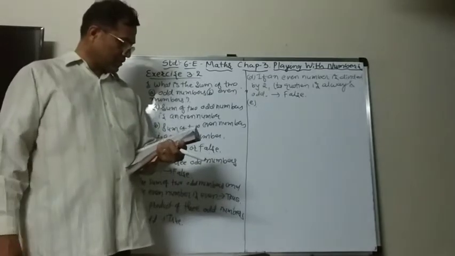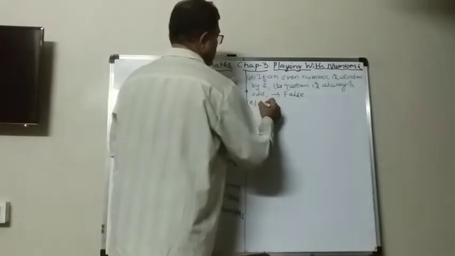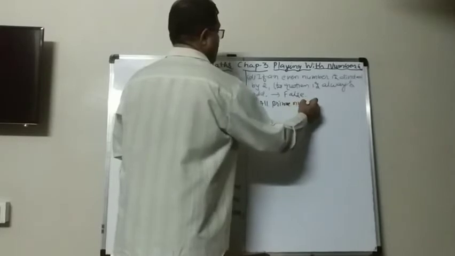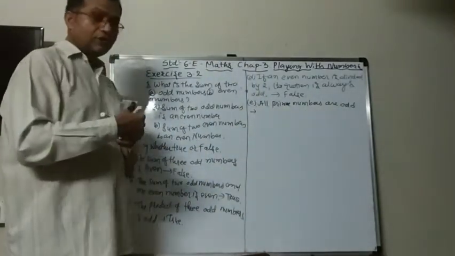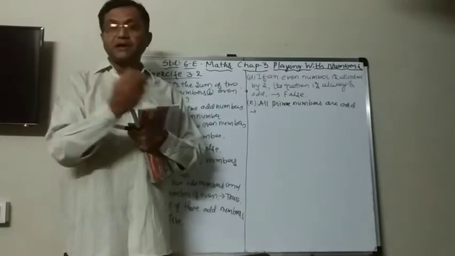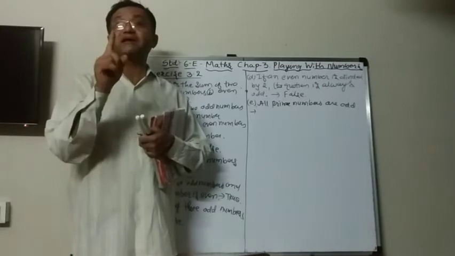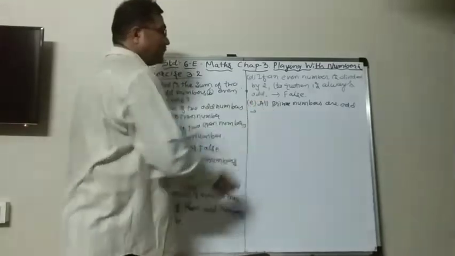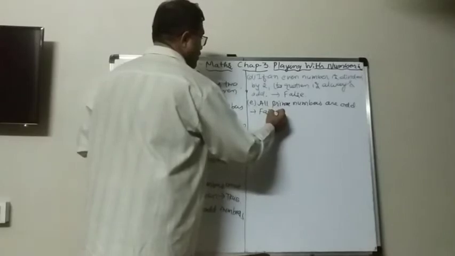E. All prime numbers are odd. We learned in the beginning, when we learned about the prime numbers, that 2 is the smallest prime number and that is even. Means one of the prime numbers is even. So we cannot say that all prime numbers are odd. So the answer is false.